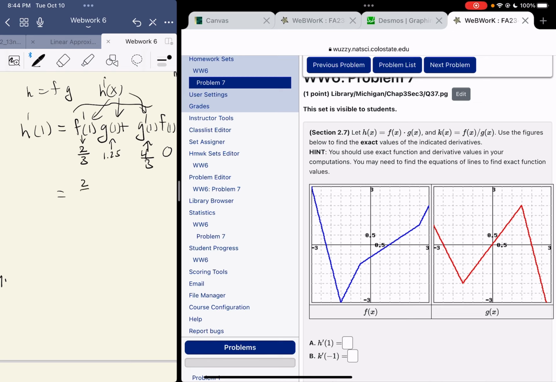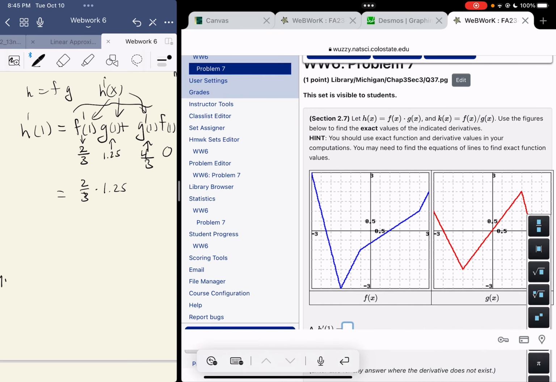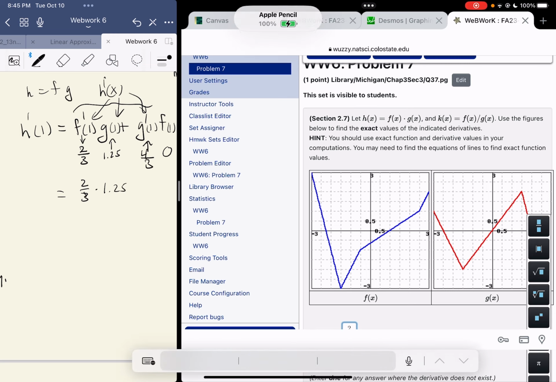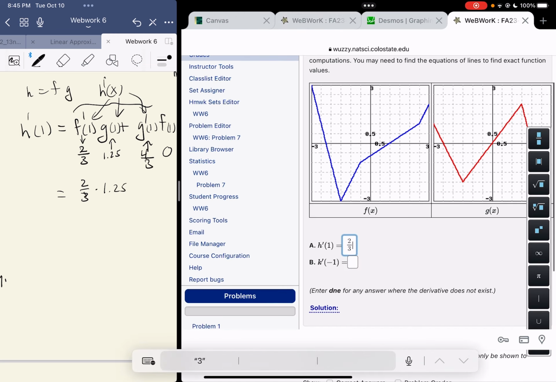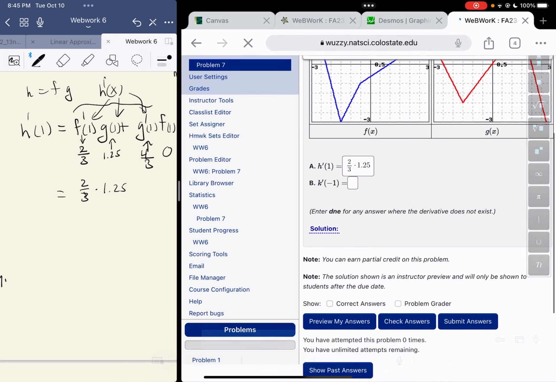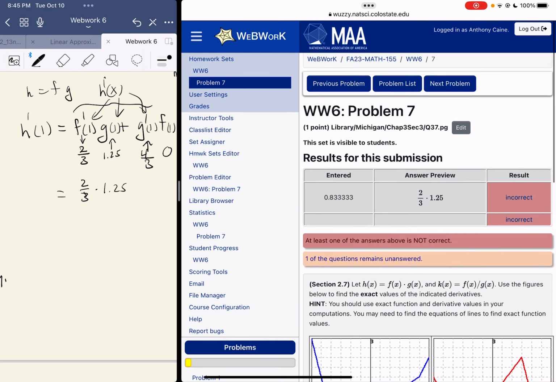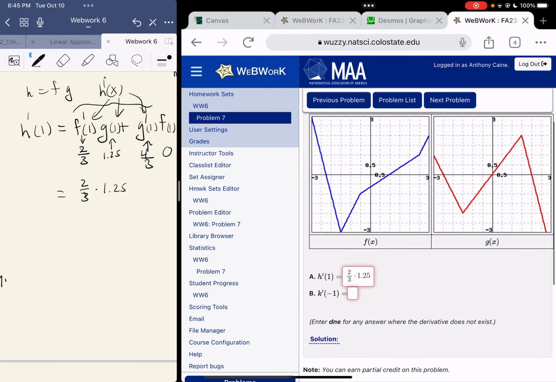So I get 2/3 times 1.25, and I'm curious enough to check, so let's go ahead and check that. 2 divided by 3 times 1.25. Submit. Oh, I have to do them both. Okay, let's do them both.